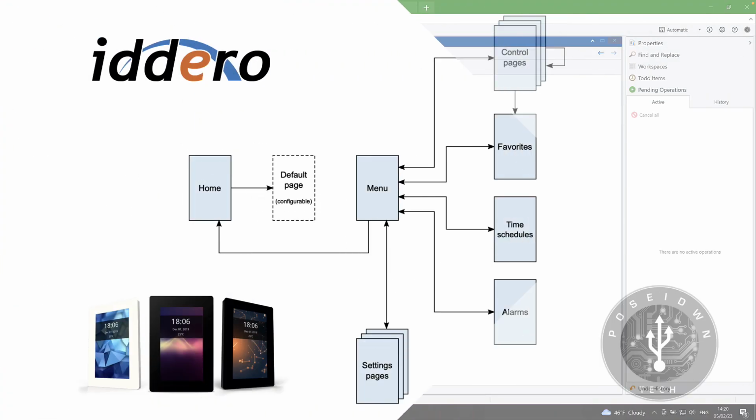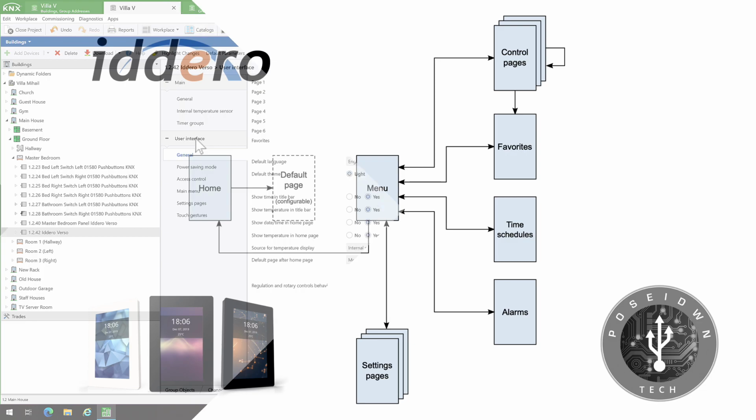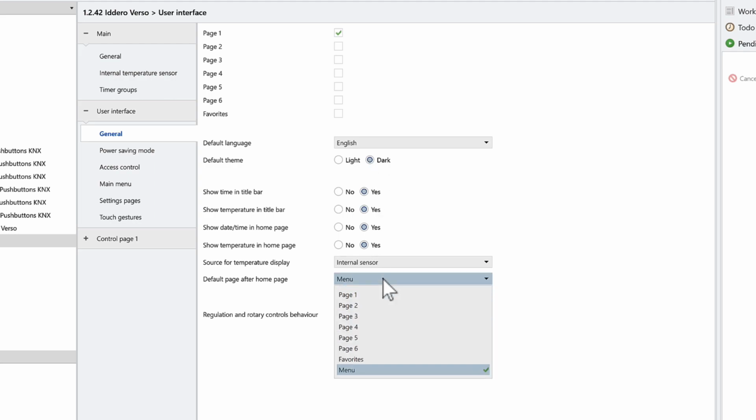The Iddero Verso user interface is organized into pages. This includes both control pages and fixed function pages, such as the menu or settings pages. I will enable control page 1. I will leave the language to English. I prefer dark theme. For default page after home page, you can select any control page, favorites, or menu, where are displaying all control pages.